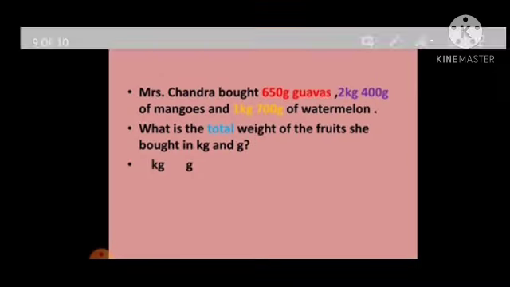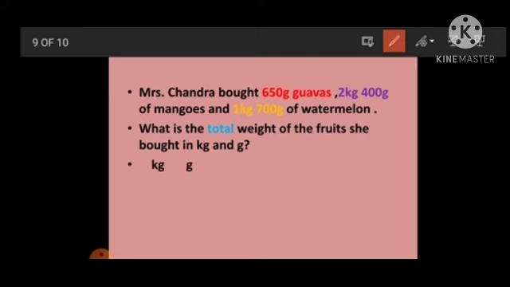Mrs. Chandra bought 650 gram guavas, 2 kilogram 400 gram of mangoes and 1 kilogram 700 gram of watermelon. What is the total weight of the fruits she bought in kilogram and gram? Total means what will we do? Addition. First what did Mrs. Chandra buy? Guavas. So first we will write only 650 gram guavas.